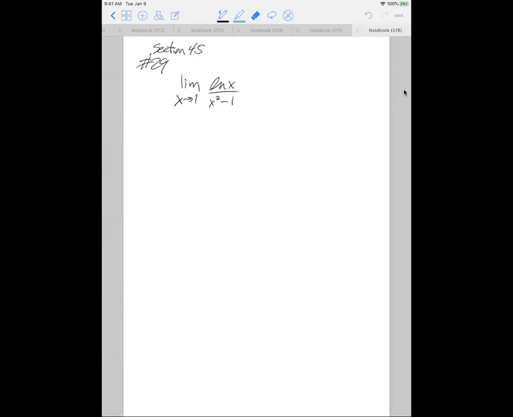Remember, when you first come to a problem, this is number 29 there on the iPad, it's a matter of verifying first. If you take the limit of this rational function and plug in 1 to the numerator and plug in 1 to the denominator, if you get an indeterminate form of 0 over 0 or infinity over infinity, then it qualifies to use L'Hopital's rule.